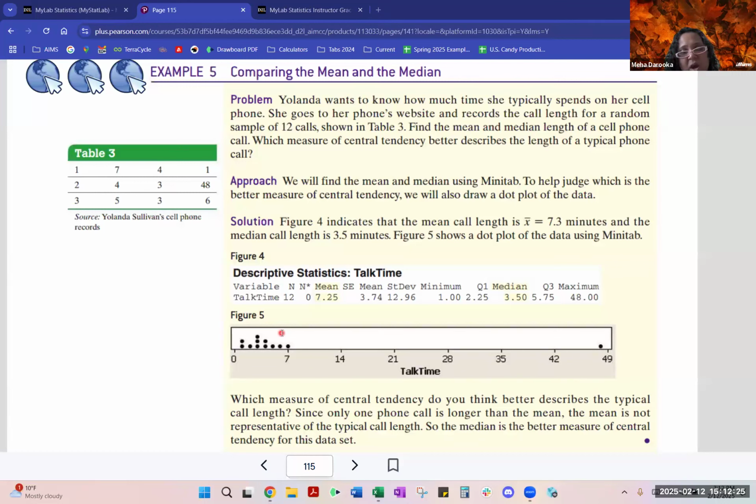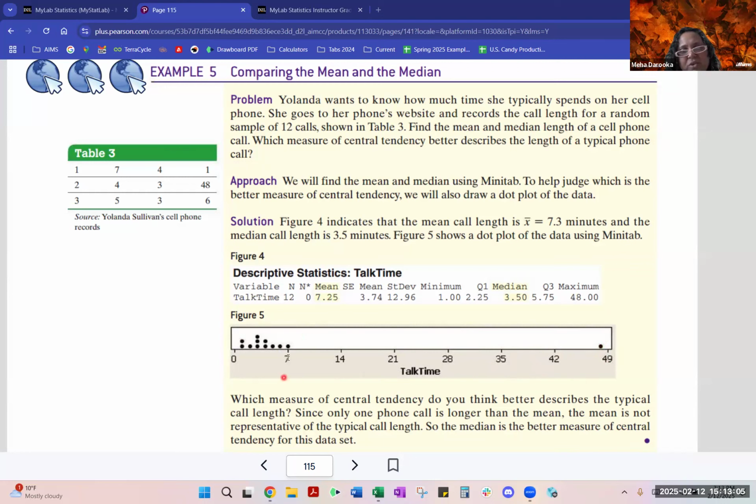So you will see when they talk about calculating the mean for Yolanda, it came out to be 7.25, whereas the median came out to be 3.5. Now, if you look at her data, and let's for now ignore that 48, you've got 1, 2, 3, 7, 4, 5, 3, 3, 4, 1, and 6. And you can see they've done a dot plot over here. You can see how most of her data is right over here, and then you have that 48 value, which goes to the extreme right.